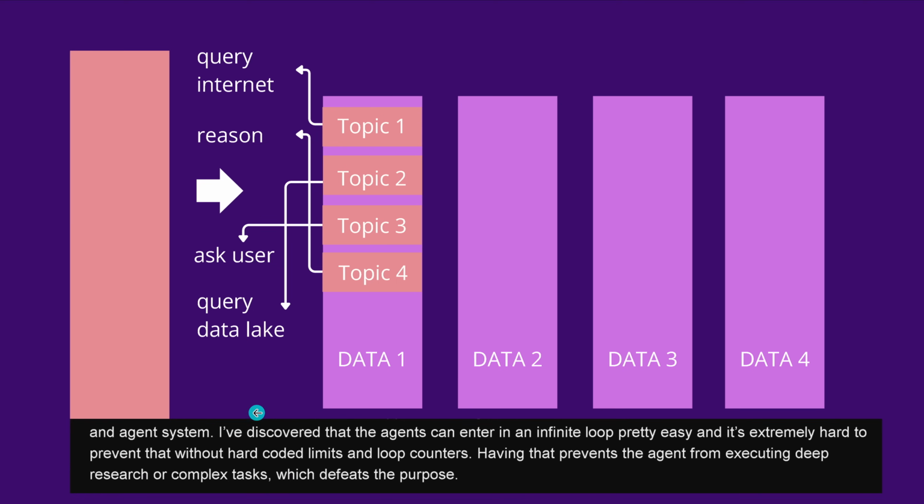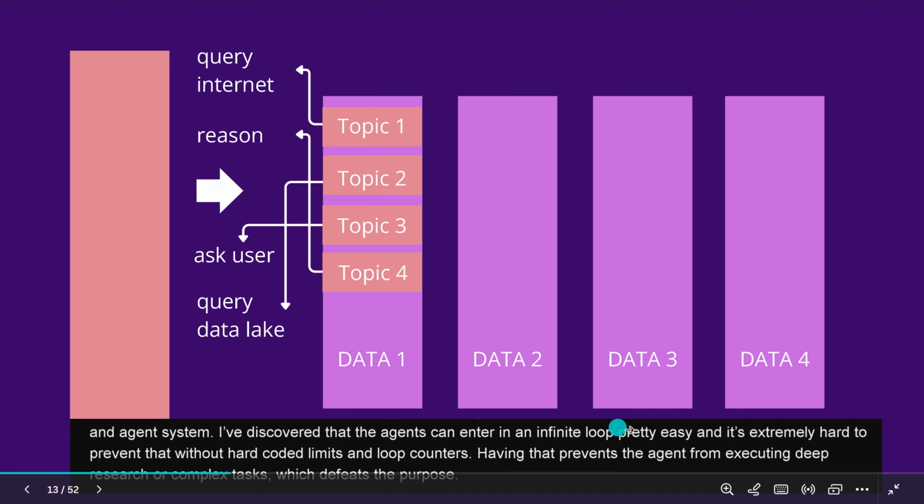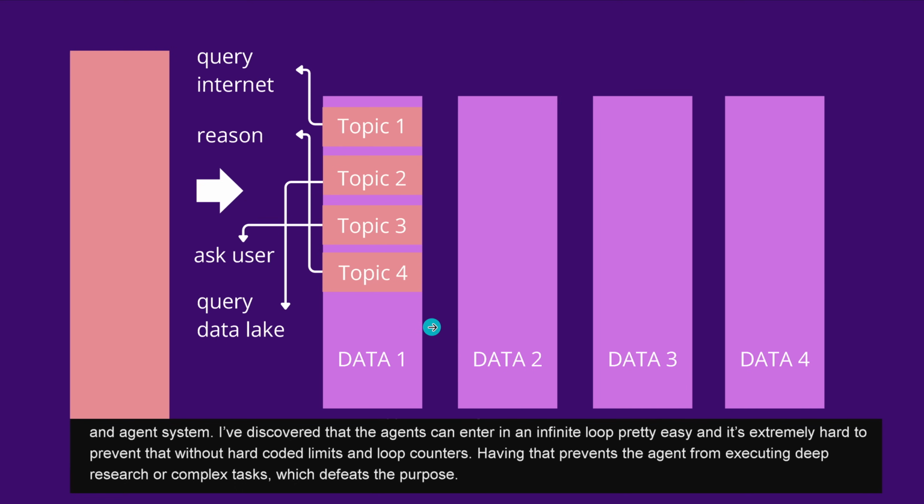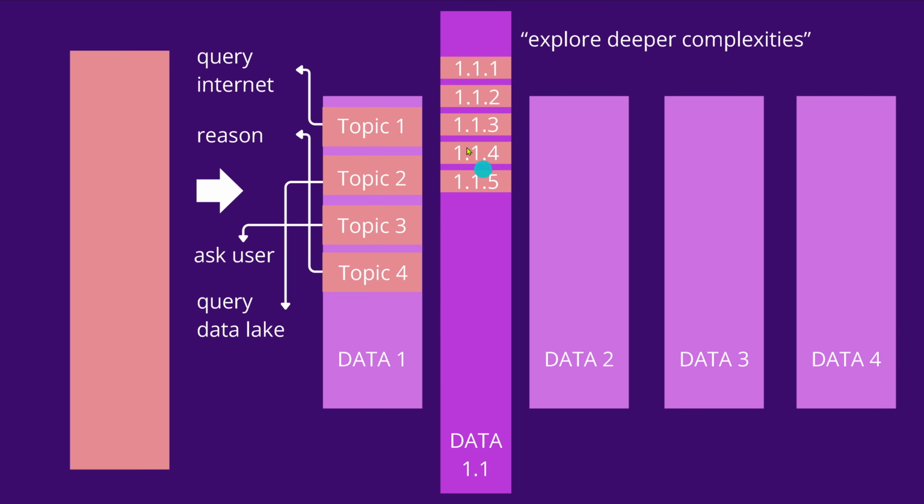If my user tells me, hey, I've discovered that the agent can enter infinite loops pretty easily, yes, we can see this, because imagine it's not just on data 1, you have it in all the other data blocks too. This is happening now in parallel. So great, what do we generate? If we go for deep research or explore deeper complexities, now topic 1, if the internet comes back and says, look, I have 5 subtopics now here in my data stream 1.1, great, and it goes deeper and generates more and more data.